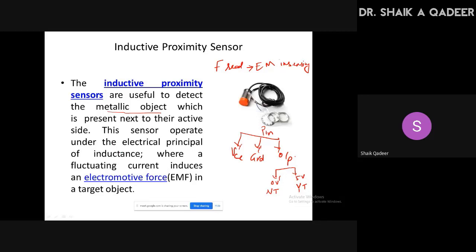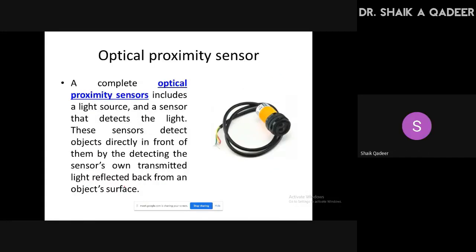This sensor is based upon the electrical principle of inductance, that is, when a fluctuating current induces an electromagnetic field in a target object. Okay, brief information is available, detailed explanation I have already given. Now, the optical sensor. It is having 2 curve shape points. This is used to transmit light and this is used to receive light.